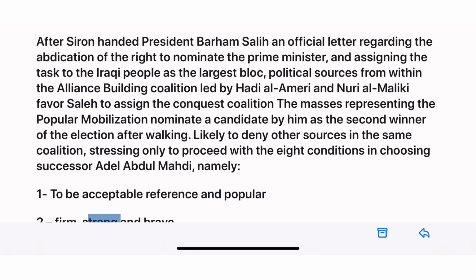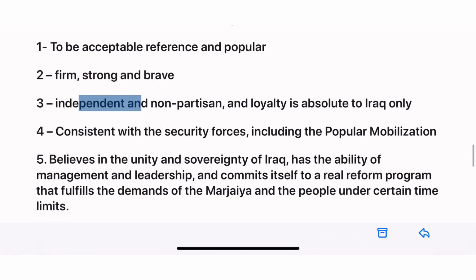and choosing the successor to Adel Abdul Mahdi, namely: 1. To be acceptable to the reference and popular. 2. Firm, strong and brave. 3. Independent and non-partisan, with absolute loyalty to Iraq only. 4. Consistent with the security forces, including the popular mobilization. 5.